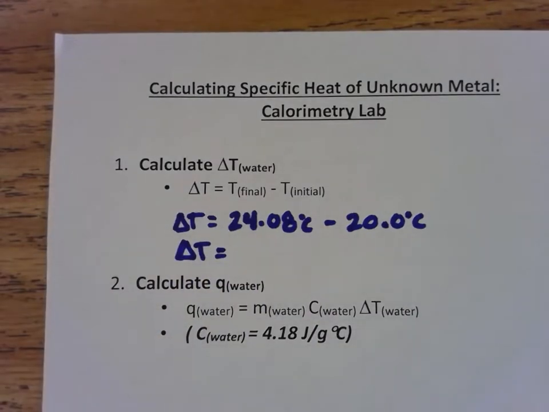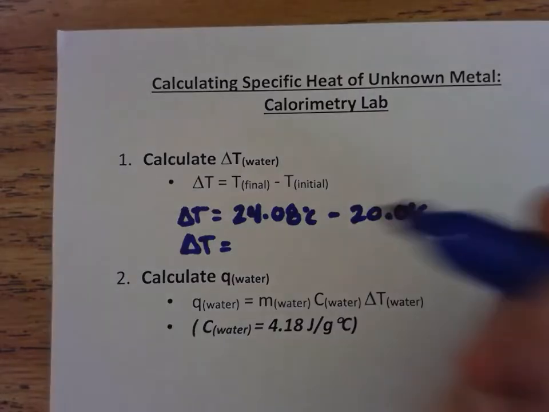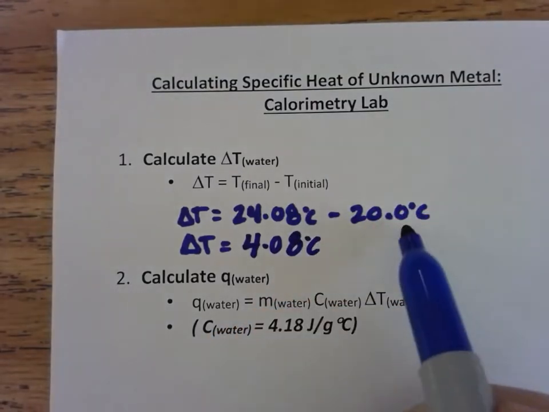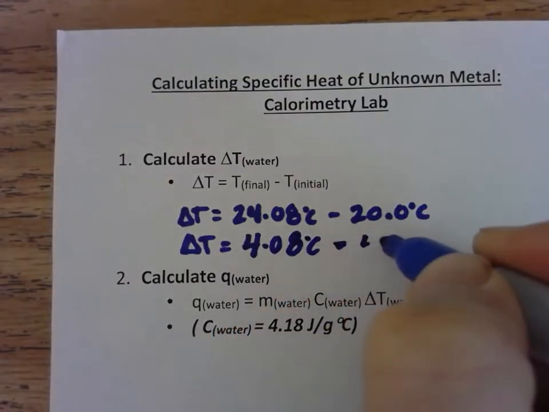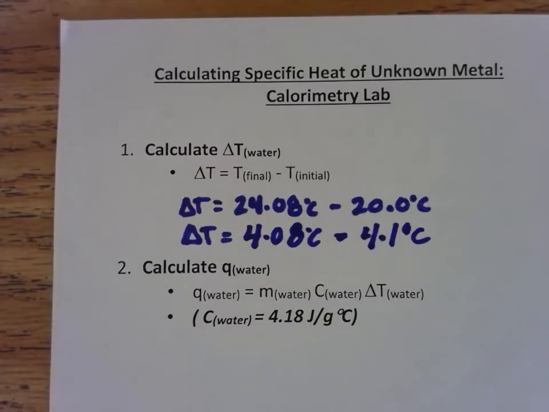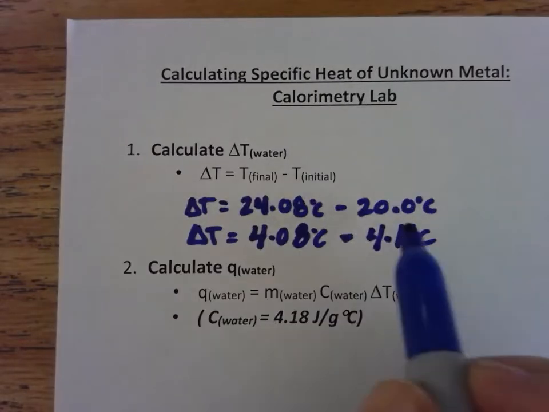Significant figures count here, so one goes out to the tenths place and one goes out to the hundredths, so I can go out to the smaller one. So in my calculator I get 4.08, but because this one always goes out to the tenths place, I can only report to the tenths place. So 4.1 degrees Celsius is my delta T for water.